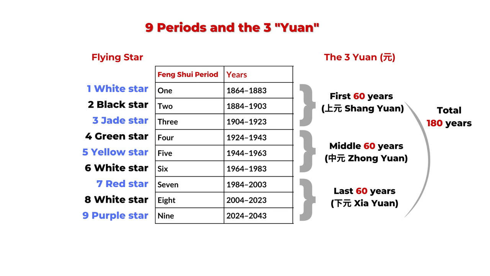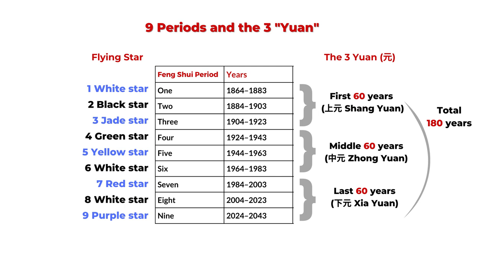And then we start over from Jiazi again and start the next 60 years, and then we have another 60 years. So in total we have 180 years as a cycle. We call it 三元. We have the 上元, 中元, and 下元. The 上元 includes period 1 to 3.